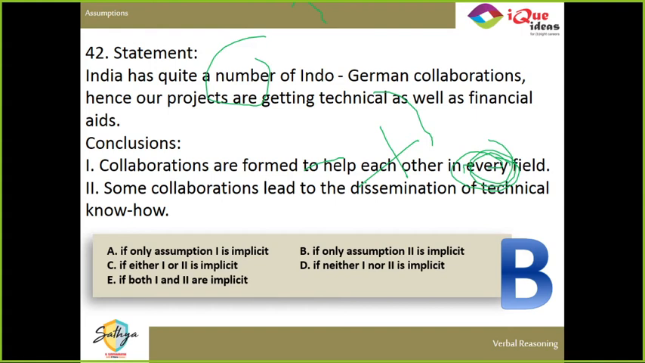Kushi, which part did you not get? Second one. See, if collaboration leads to the spread of knowledge is true, then we can say yes, India is getting collaboration with Germany and hence we are getting technical help. It is because of collaboration that technical knowledge is spread, and that is the help that we are getting here. Did you get that? Now, did you understand it? Stuti, got the second one now? Khushi?